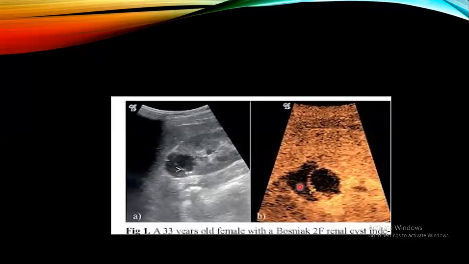At the same time, we have to inject ether and alcohol in order to initiate damaging of the content of the epithelium. So in Bosniak 2, we have to wait for 3 to 6 months and monitor. While in Bosniak 3, when the septa is formed, we have to do immediate aspiration and send the patient for histopathology.